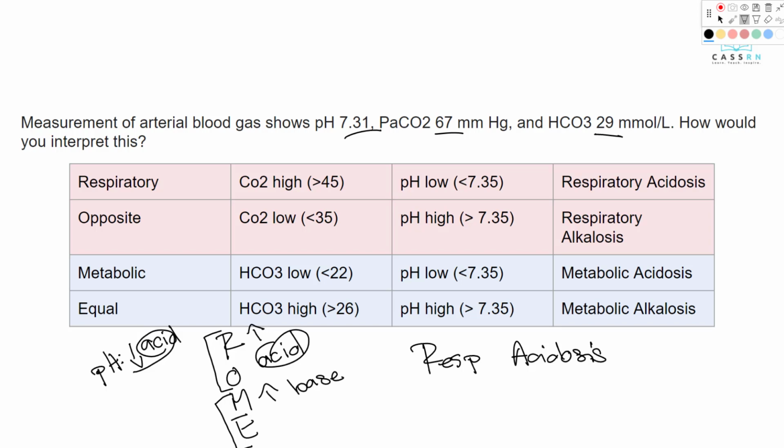Okay, so then we also want to check and see if it's compensated or not compensated. So 29, that's outside of the normal range, right? Because our normal one is 26. So this is partial compensation because the pH is still outside of range of where it should be, but the base itself is trying to compensate.